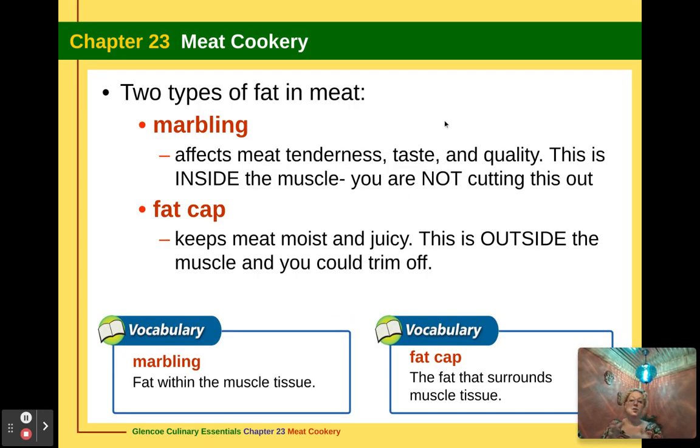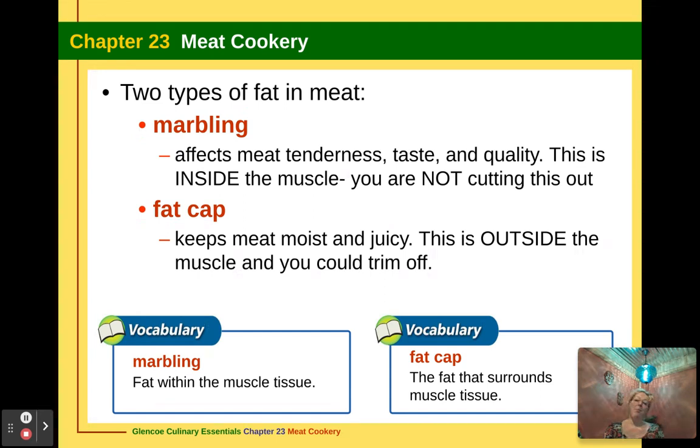When we get into fat, we do have two types of fat. Marbling is the fat that is found within the meat. This is going to make the meat more tender and more flavorful, and you're going to have a higher quality with a higher level of marbling. This is the fat that is inside the muscle. Essentially, for marbling, you are not cutting that out.